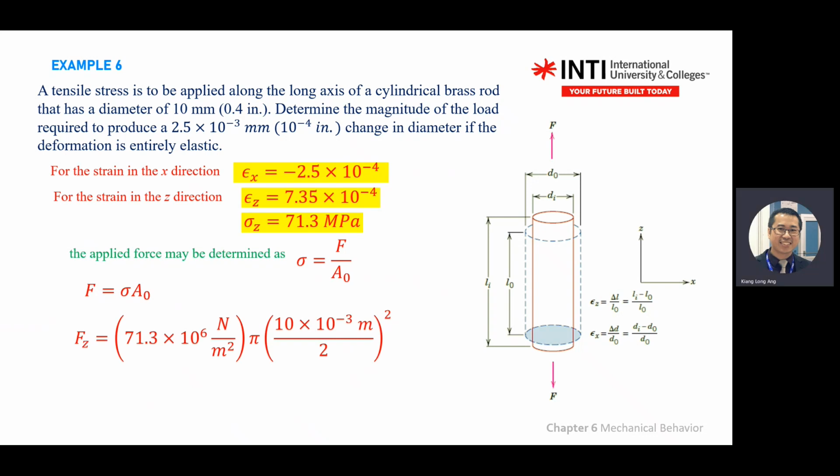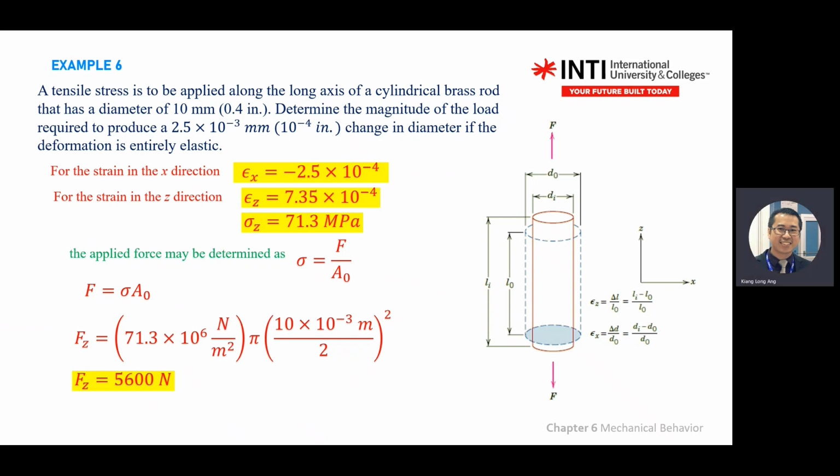So your stress is 71 megapascal. Mega is 10 power 6. Pi r square, so I divide the diameter. Here is the diameter, so don't confuse diameter and radius. Some of you, when you use pi r square, straight away take the diameter. So it's wrong. If you use pi r square, remember to divide the diameter by 2. If you straight away use diameter, you need to use pi d square divided by 4, right? Because you square the r. Force will be 5,000 something.